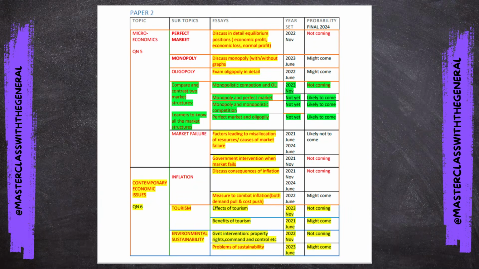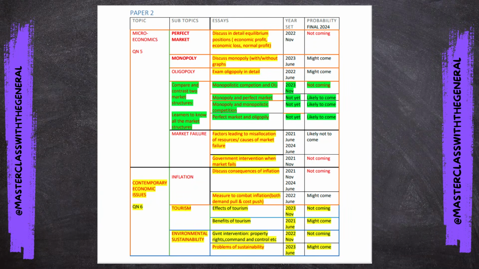Let's move over to paper 2. In paper 2, we are also looking at the same thing. We're looking at the exam guideline as well as the trend analysis. We are looking at which essays, prescribed essays, have already been assessed and which essays are left to be assessed in 2024. Let's start with question 5.